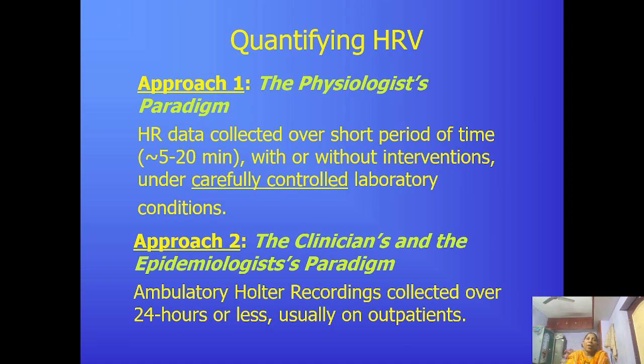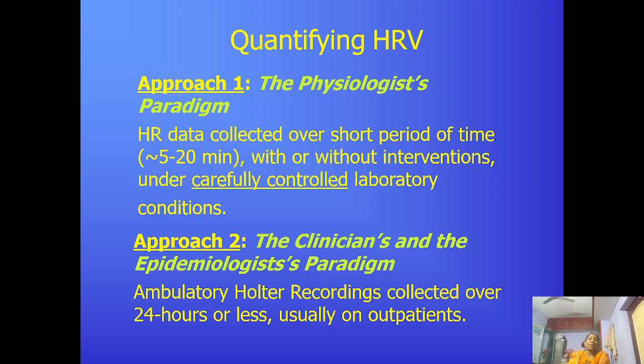Now, what are the quantifying parameters? Approaches are available for quantifying heart rate variability. The first approach is the physiologist paradigm. Here the heart rate data is collected over a short period of time, around 5 to 20 minutes, and carefully observed in controlled laboratory conditions.